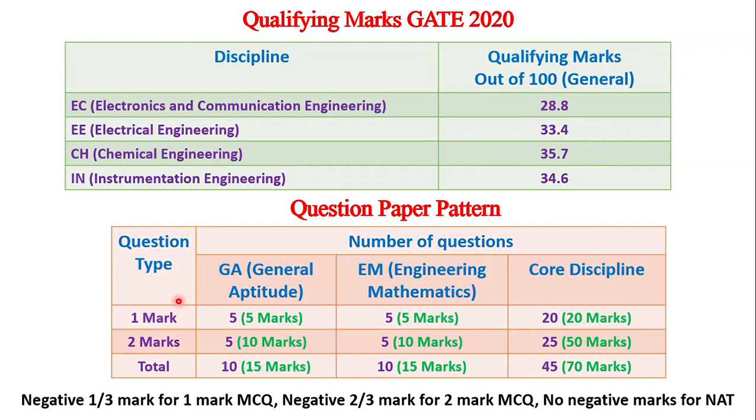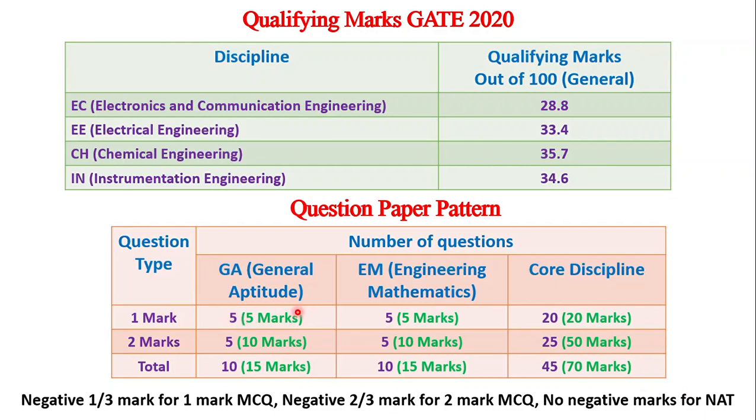If you look into the question paper pattern, we know very well that we have 1 mark questions as well as 2 mark questions, and we have multiple choice questions as well as numerical answer type questions. For multiple choice questions, there will be negative marking: 1/3 mark for 1 mark multiple choice questions, and 2/3 negative mark for 2 mark multiple choice questions. However, no negative marks are allotted for numerical answer type questions, whether they carry 1 mark or 2 marks.